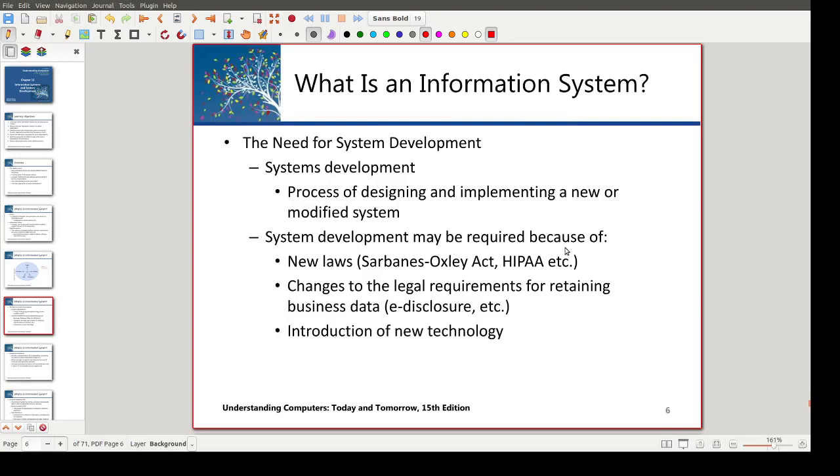It might be required because of new laws or changes of the legal requirements for retaining business data. For example, something new occurred to the procedures, like e-disclosure. It was not included in the systems before, but now it is important. Also, the introduction of new technology will affect your old system. It will make it obsolete. Then you would like to do system development to adhere to this new technology.